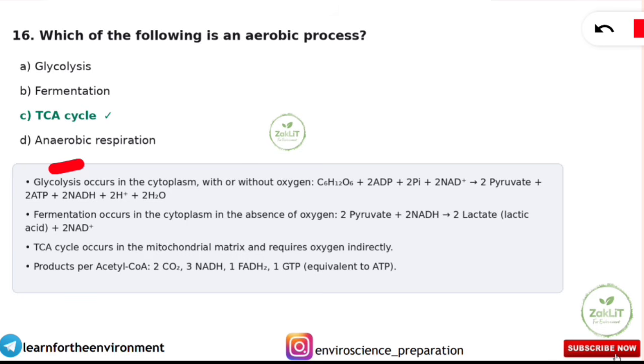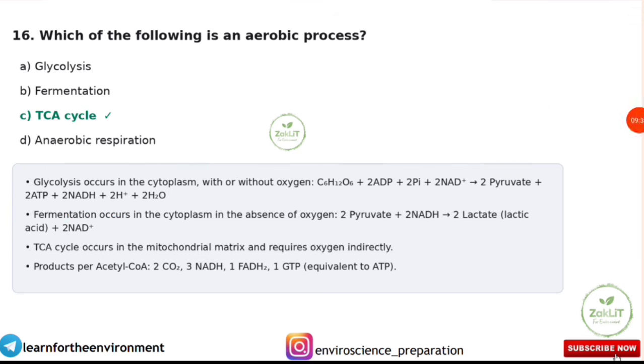So glycolysis occurs in the cytoplasm of the cell with or without oxygen. It is not that it needs oxygen. It may or may not be performed with the help of oxygen. So the formula is C6H12O6, that is glucose, plus 2 ADP plus 2 Pi plus 2 NAD+, which gives 2 pyruvate plus 2 ATP plus 2 NADH plus 2 H+ and 2 water molecules.